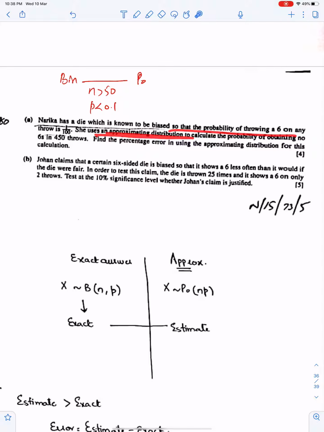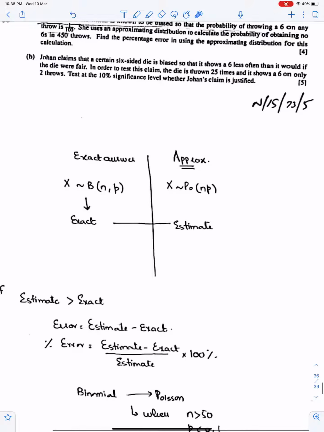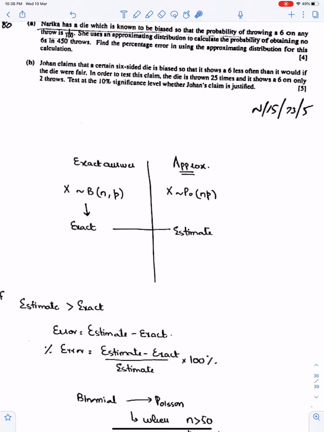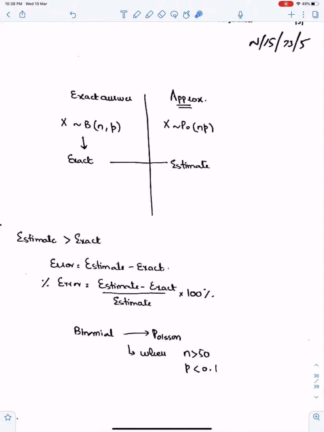This means Poisson. No sixes in 450 throws. No sixes means the test value x is 0. Find the percentage error. The formula of percentage error is this. If the estimate is greater than exact, then estimate minus exact over estimate into 100%. Just learn this formula.